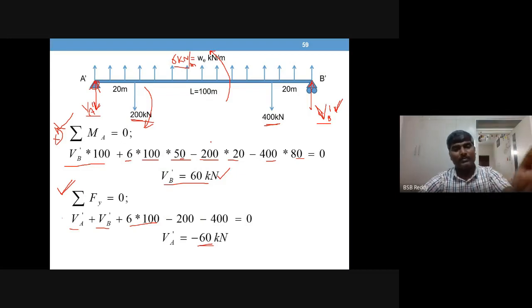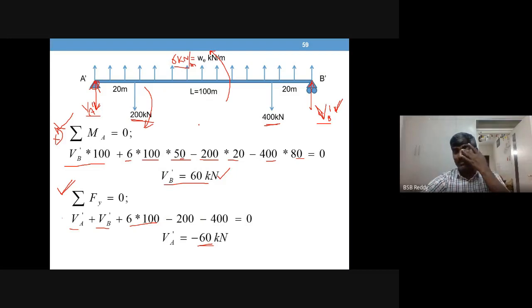So if it is plus 60, this should be minus 60. Then only sigma Fy will be 0, because already 400 plus 200 minus 600 is 0. Total vertical force is equal to 0 already. Why? It is because of your assumption. So we started with that assumption only.